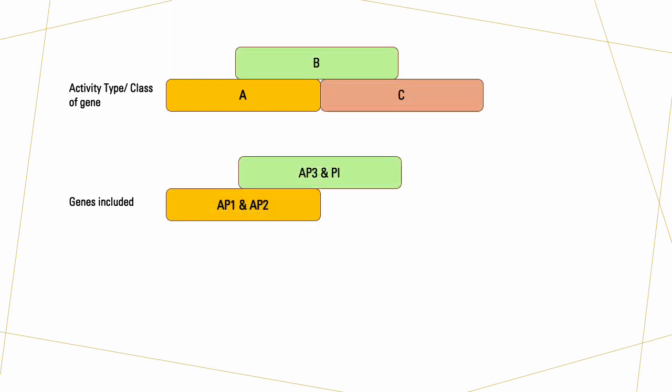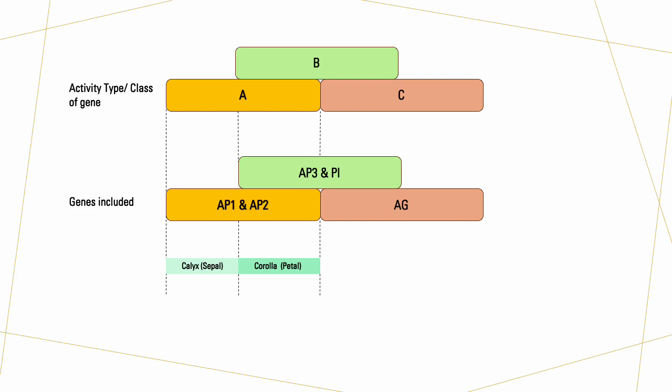Now under the A class activity, we have the AP1 and AP2. Under B class activity, we have AP3 and PI gene. And under C class activity, we have the agamous gene. So what are the whorls that are being formed by these genes? The A alone activity is responsible for formation of what? The formation of calyx or sepal.